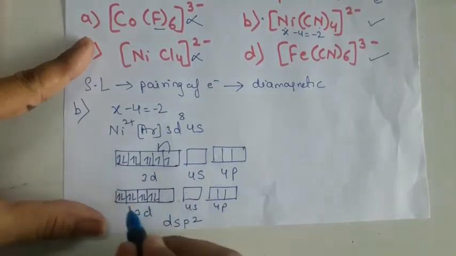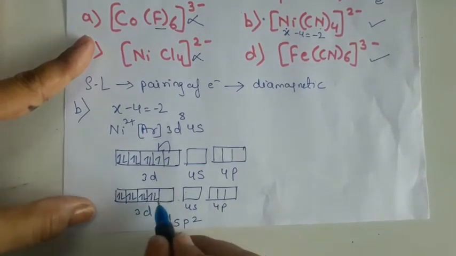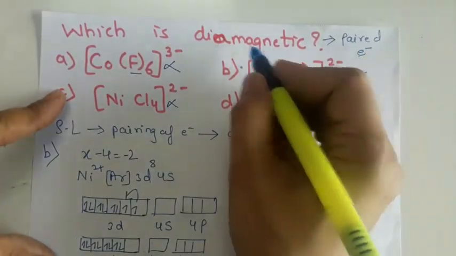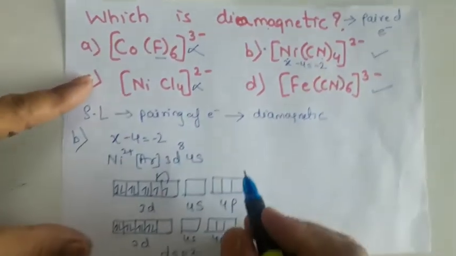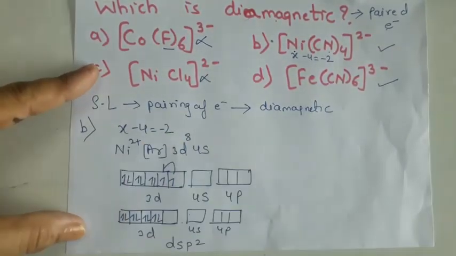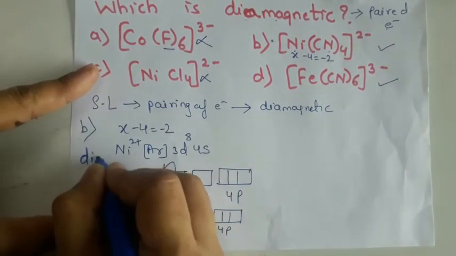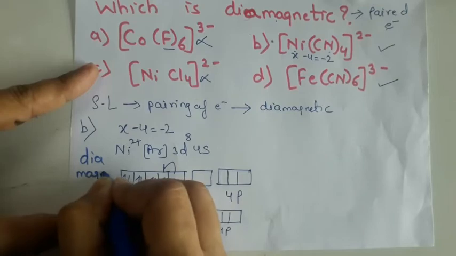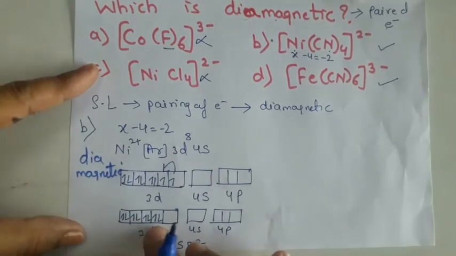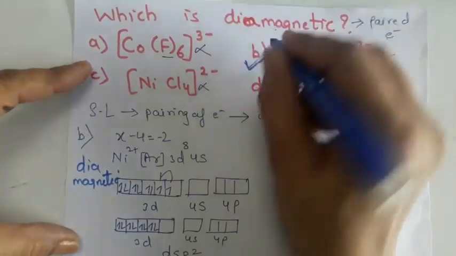dsp2. Now can you see any unpaired electron? No, all electrons are paired, and if all electrons are paired, that compound is diamagnetic. I have written here also: pairing of electrons is there, compound will be diamagnetic. So based on the discussion so far, I am saying that this particular option could be our answer. Okay, actually this is the correct answer. B is the correct answer.